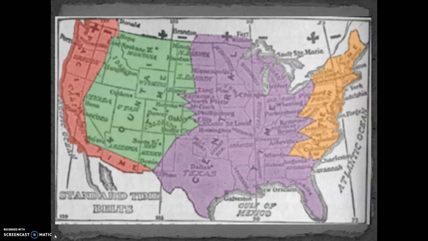Time zones, as we see in this map here, are also really important. Standardizing time. Each area used to set its own clocks based upon when the sun was directly above them, and that was noon.